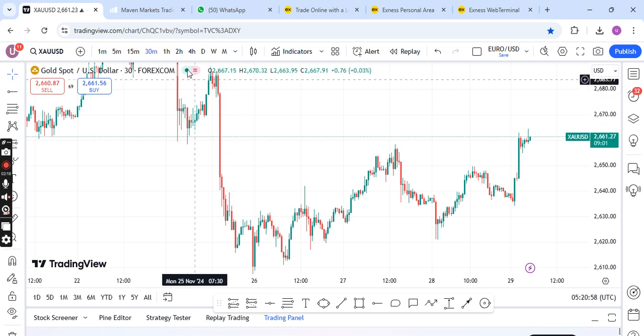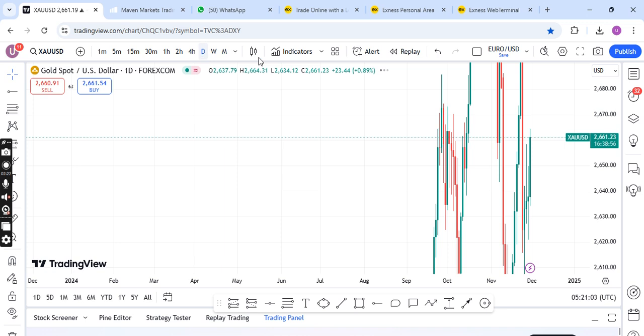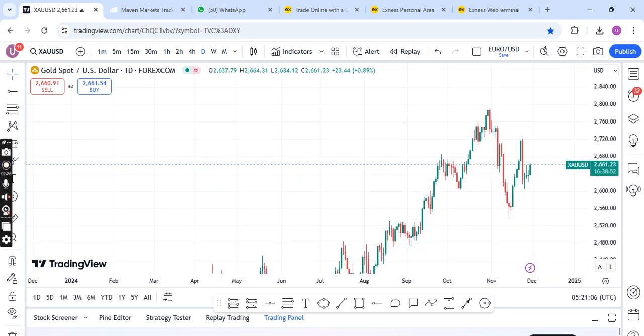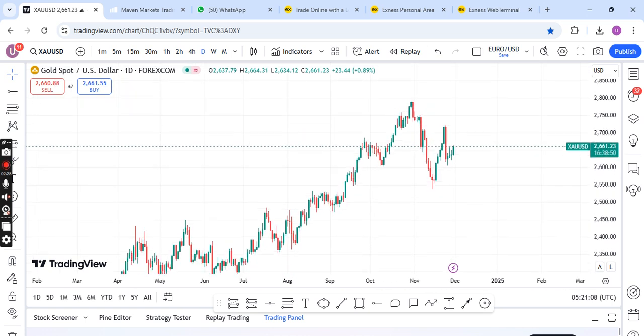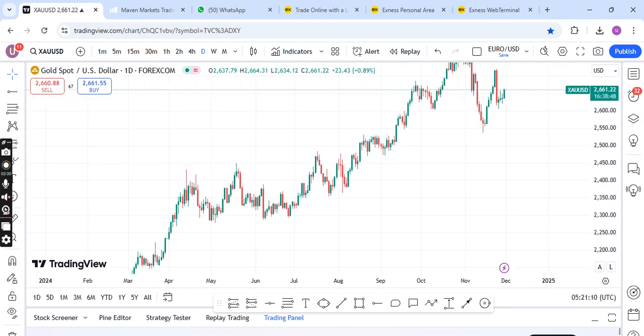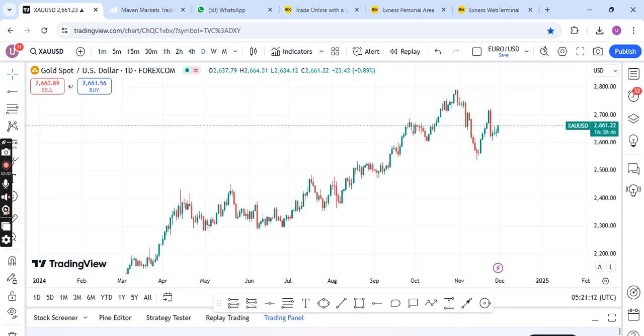So this is gold now on the 30 minutes time frame. Quickly, we have to go to the daily time frame number one to see the trend of the market. That's what you normally do, that's what you are expected to do. Every time you get to the chart, you need to go to the daily time frame to have a clear direction of where the market is pushing to.